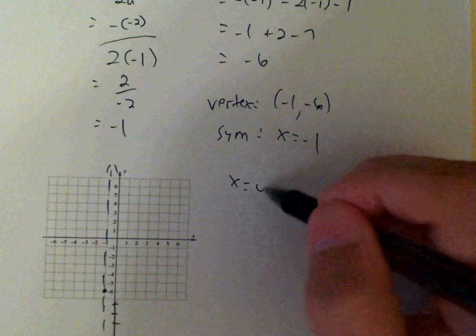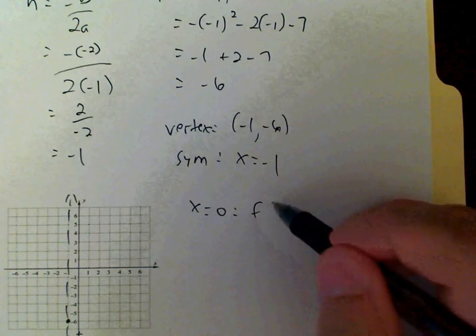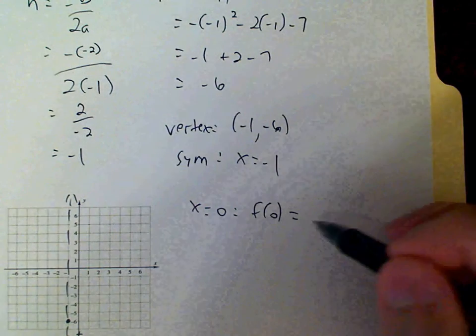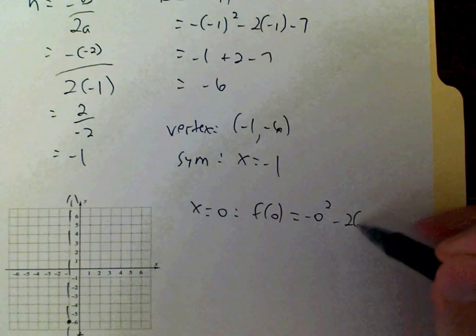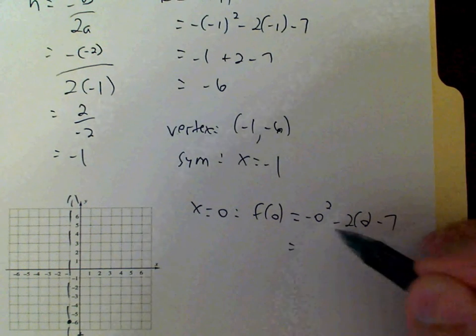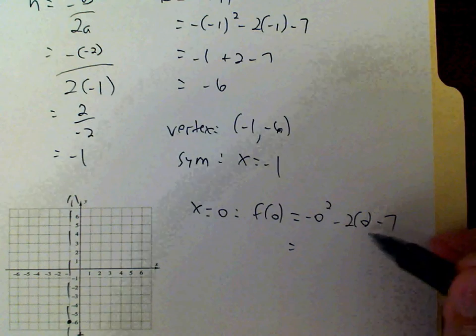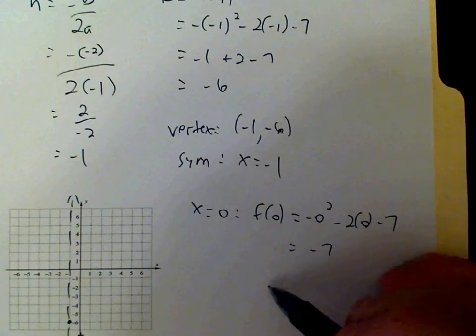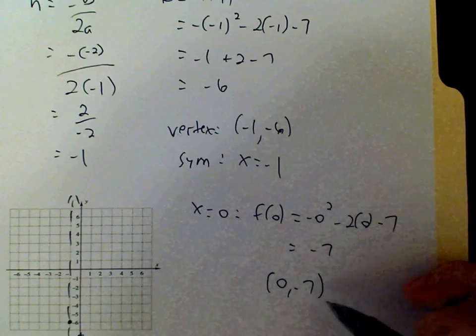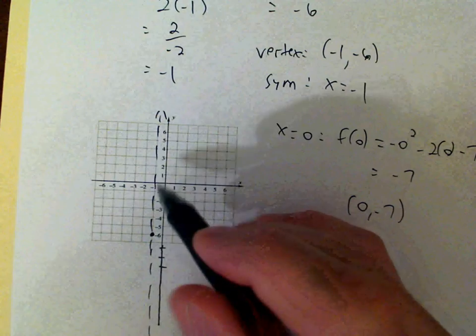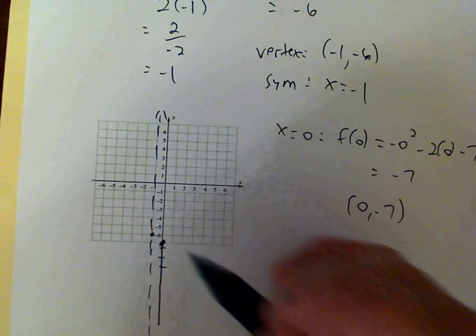If I use x equals 0, I'll substitute that back in the original function. So f of 0 will be negative 0 squared minus 2 times 0 minus 7. 0 squared is 0, 2 times 0 is 0, and 0 minus 7 is negative 7. So I have a point 0 comma negative 7. If I plot that, it would be right here, 0 comma negative 7.